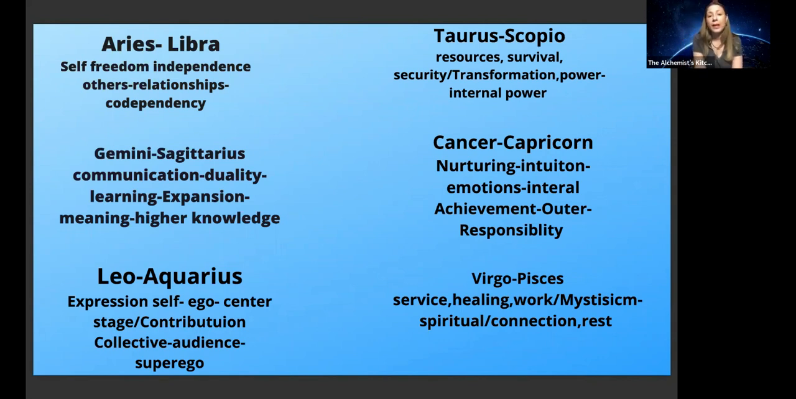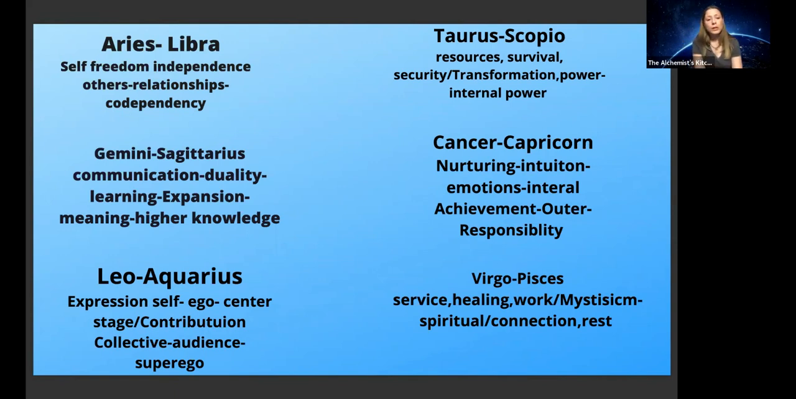Okay, so the Cancer and Capricorn axis. The Cancer axis is going to be about the feminine, nurturing your intuition, your emotional realm, really exploring the emotional realm. And Capricorn is more about achievement. It's more about the outer world. It's more about responsibility. It's more aggressive. Cancer is more receptive.